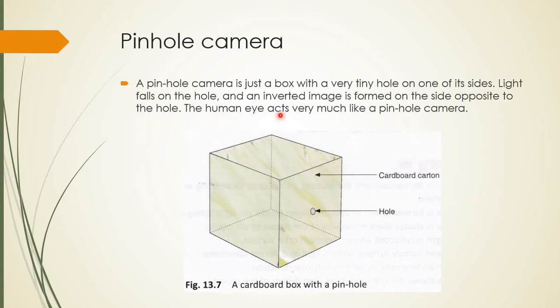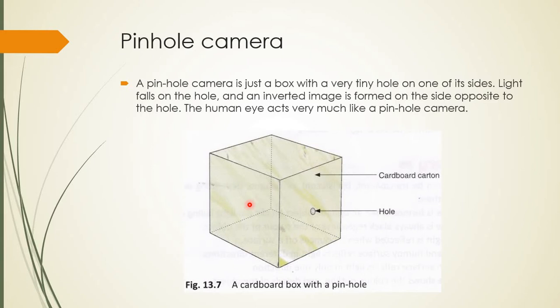Even our human eye acts very much like a pinhole camera. From the small opening in our eye, the cornea, the light enters and the image is formed on the retina. The image formed on the retina is inverted, just opposite to the object, and our mind senses it in the right way. So an inverted image is formed on our retina, just like a pinhole camera.